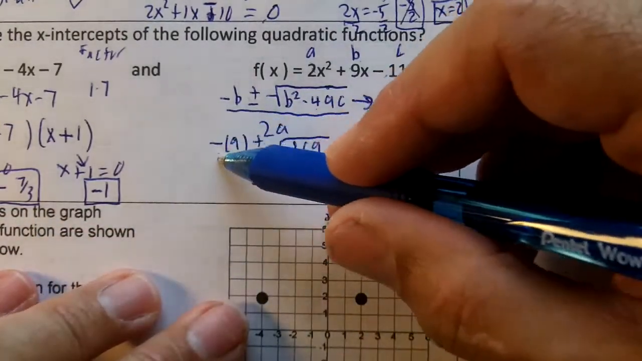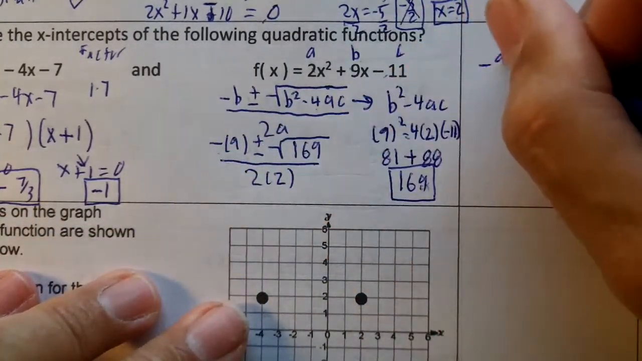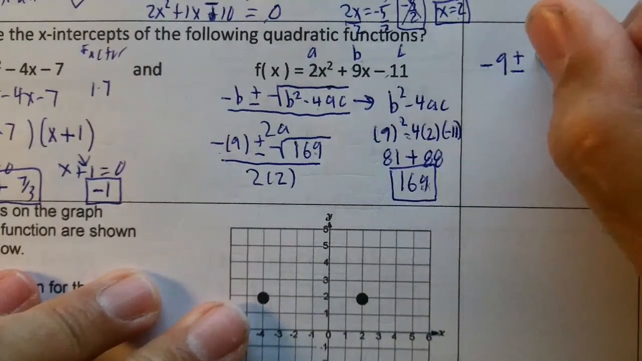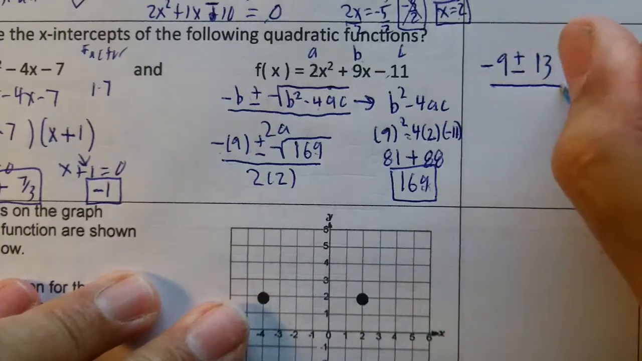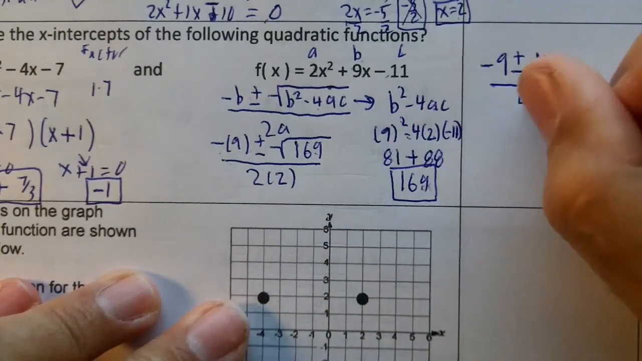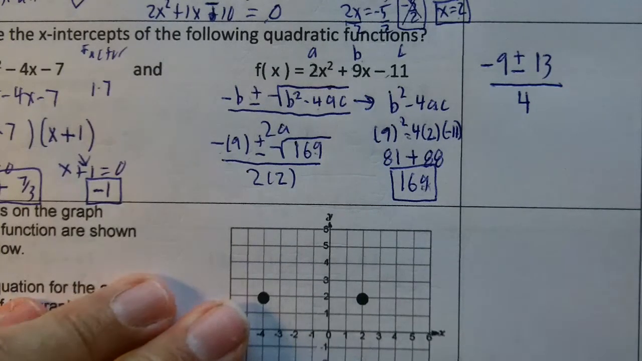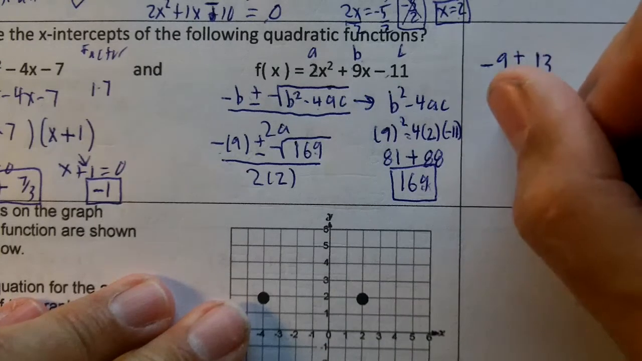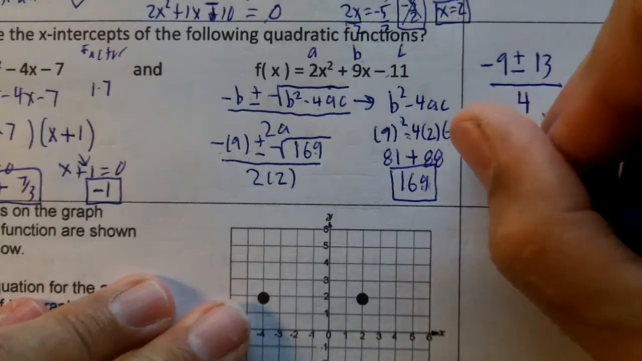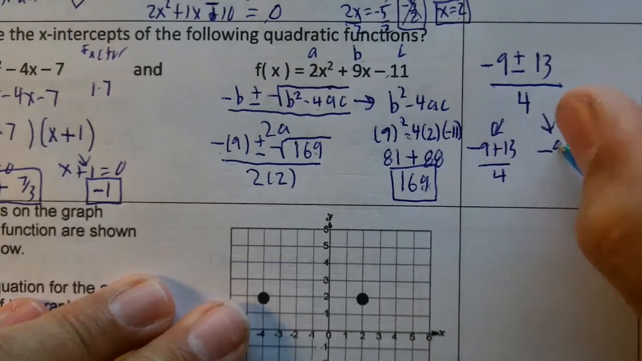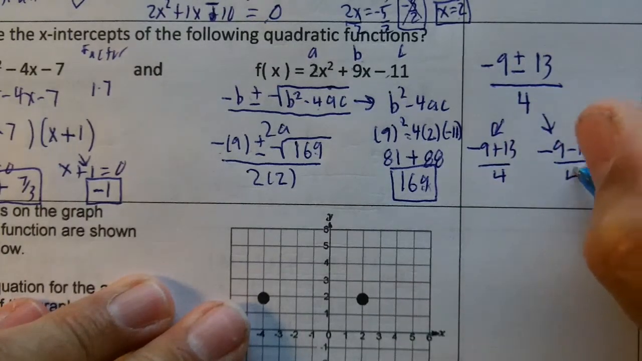Okay, right here, this would be a negative 9 plus or minus the square root of 169, which is 13, all over 2 times 2, which is 4. So we're going to have negative 9. Split this into 2 problems. Negative 9 plus 13 divided by 4. And negative 9 minus 13 divided by 4.